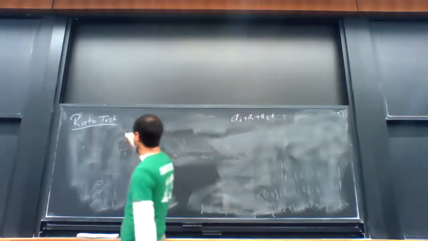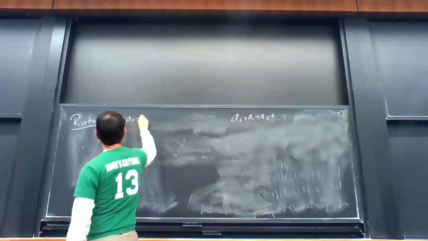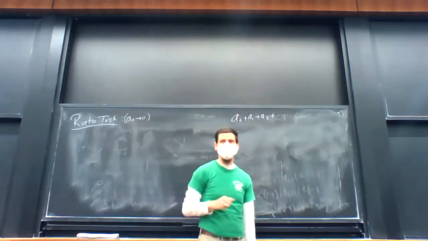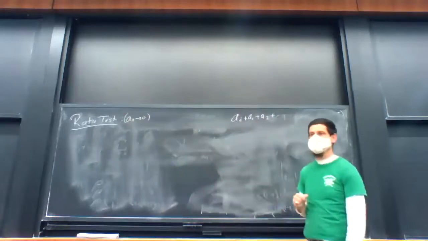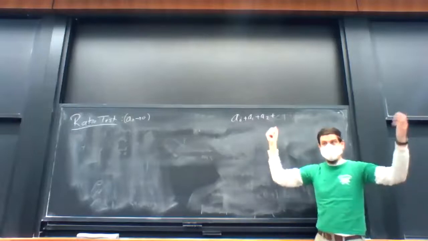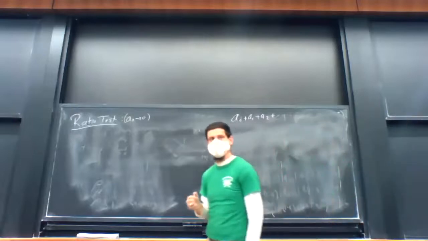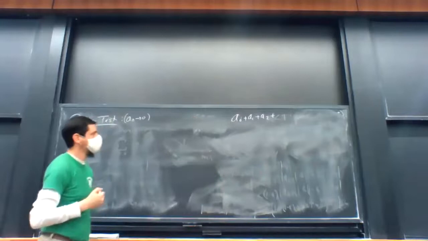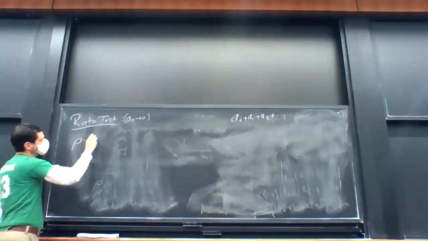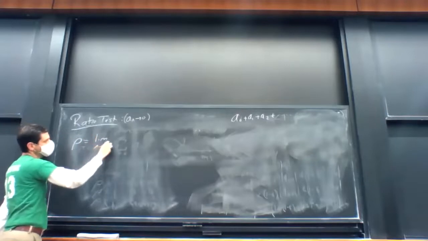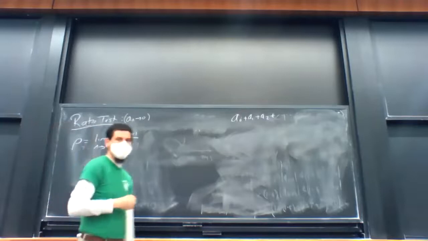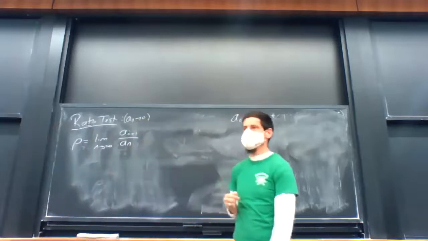So if you want, I could assume I'm doing the ratio test where a n goes to 0. It's not always going to be the case. If I have a n's that are not going to 0, the ratio test will hopefully just yell at me, it's clearly diverging. Now, the ratio test says rho is equal to the limit as n goes to infinity of a n plus 1 over a n. And there's two ways to actually write the ratio test.